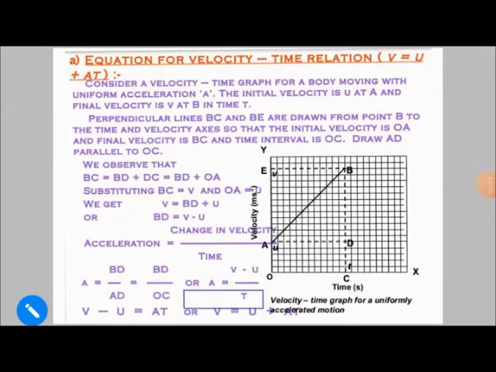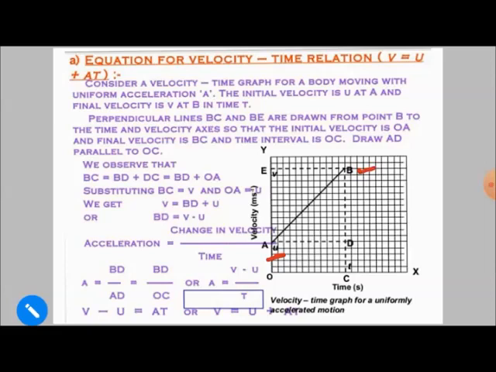Now let us take the first equation of motion. The first equation of motion gives the relation between velocity and time. So it is v equals u plus at. Let us consider a velocity time graph for a body moving with uniform acceleration a. The initial velocity is u at point A, and the final velocity is v at point B in the time t.